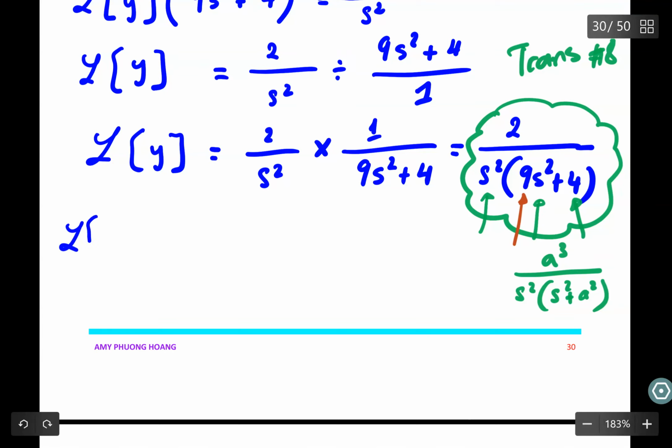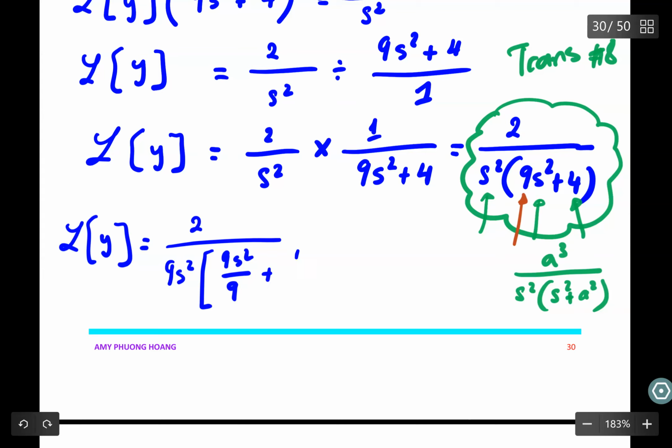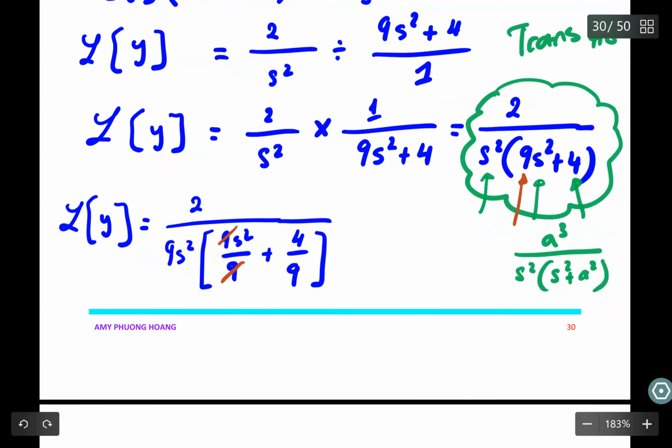Let's rewrite this. Laplace of y equals 2 over 9s squared. Inside the bracket, I should be left with 9s squared divided by 9 plus 4 over 9. So this one and this one cancel out. I should have 2 over 9s squared. Inside the bracket, I can write s squared plus 2 squared over 3 squared. Why do I write 2 squared over 3 squared? Because I need this a squared over here.